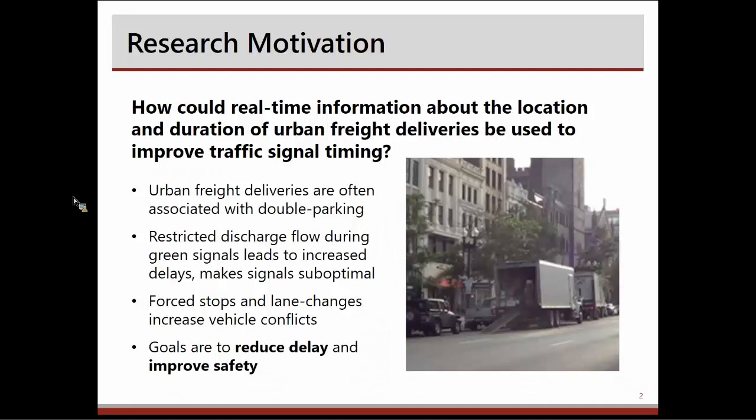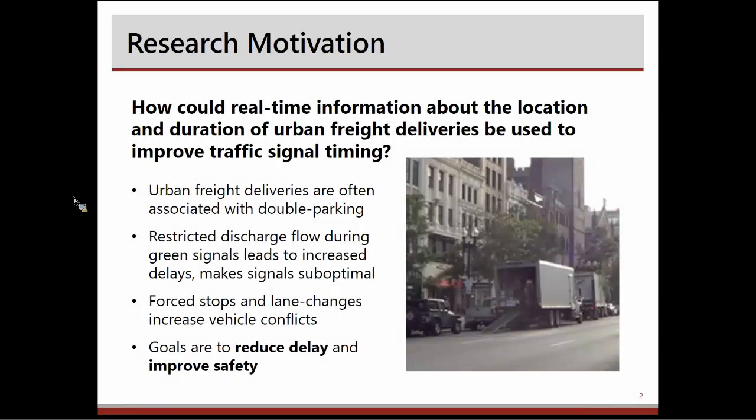And so that's what we wanted to do. We wanted to see if we could come up with a systematic understanding of how the location and frequency of these stops affect the operations of traffic on these urban streets. And so, what can be done about it?